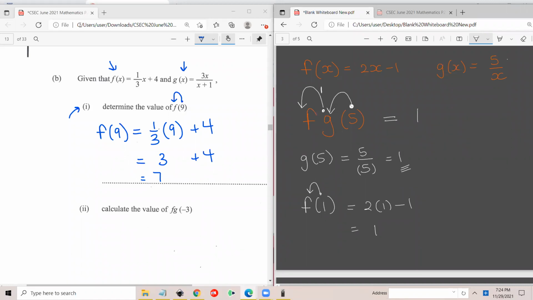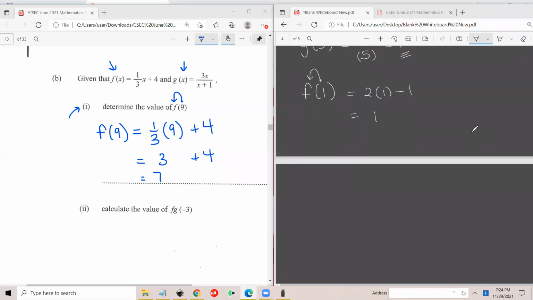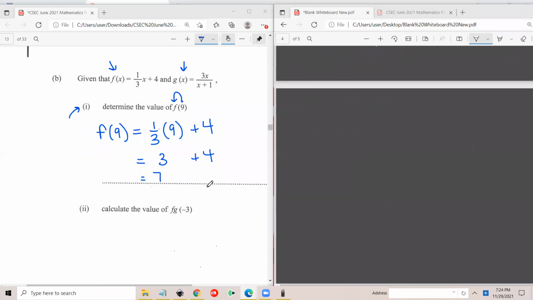Right? So let's apply this to this question, part 2. See if you all could find FG minus 3 now. You've got to put minus 3 into G first. So everyone do that for me.